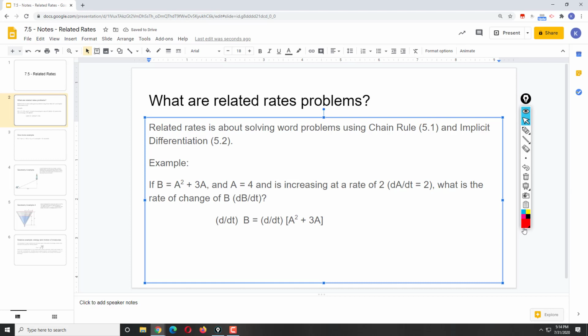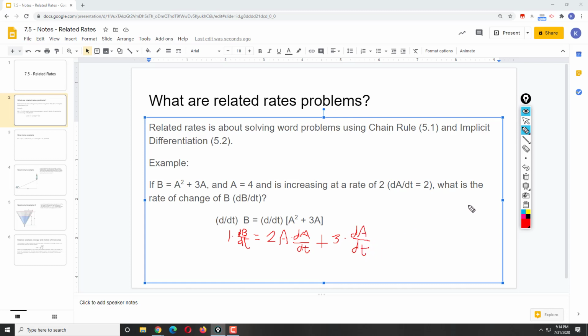Okay. So the derivative of b with respect to t, that's the derivative of b is 1, so it's 1 times dB over dt plus the derivative of a squared is 2a times dA over dt because of chain rule. The derivative of 3a is 3 times dA over dt, also because of chain rule.